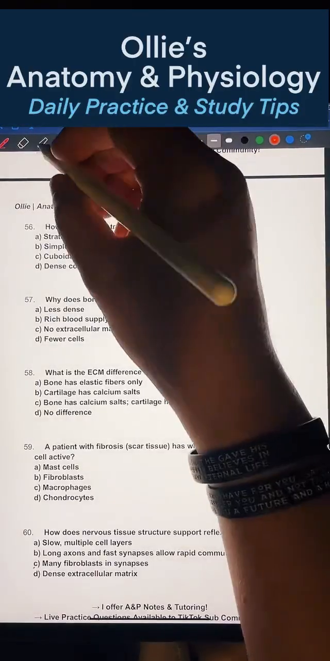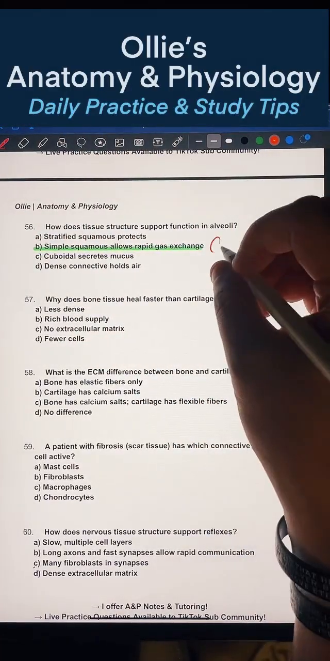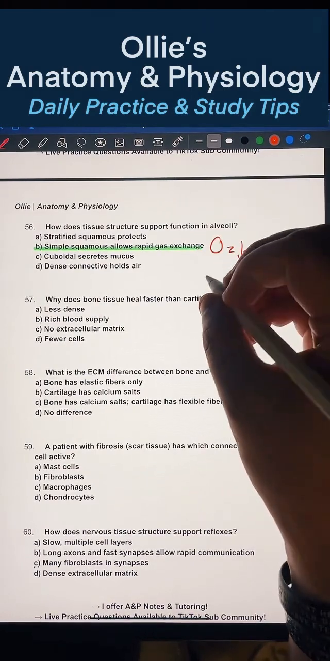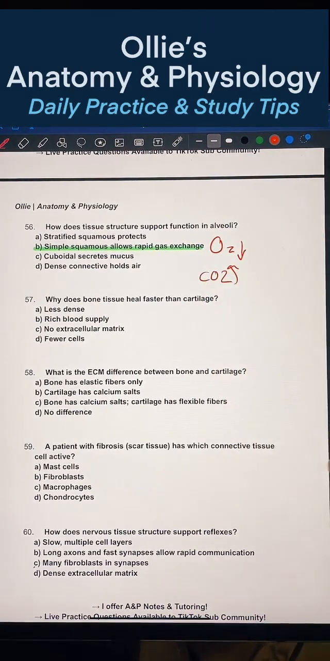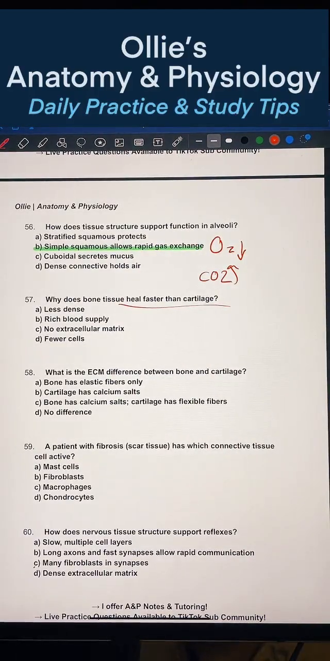Number 56, the answer is B. Simple squamous allows for rapid gas exchange. That's really important for making sure that we're getting oxygen in and carbon dioxide out. Number 57, why does bone tissue heal faster than cartilage? A, B, C, or D? What do you guys think for that one? A, B, C, or D?